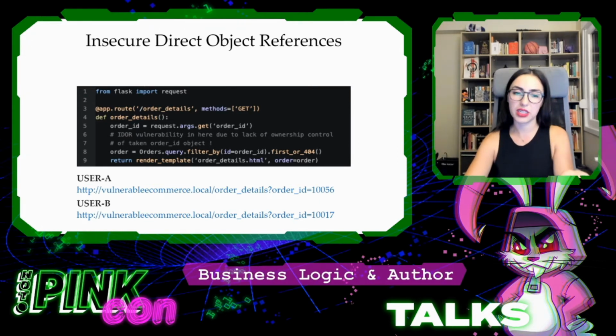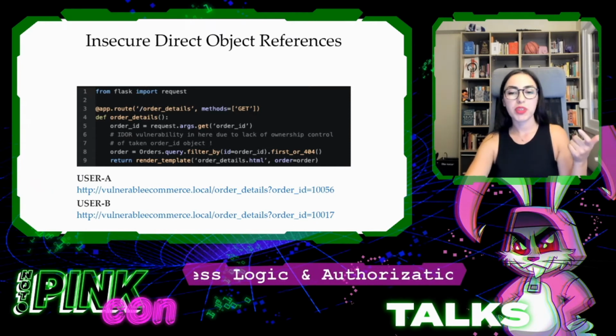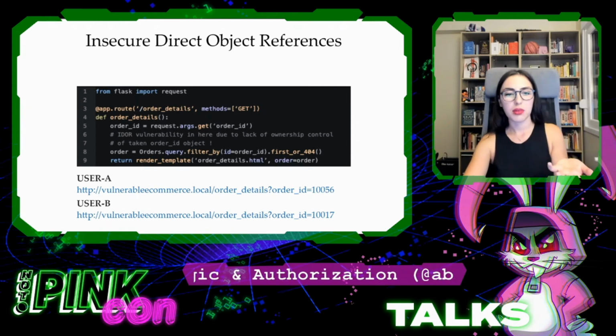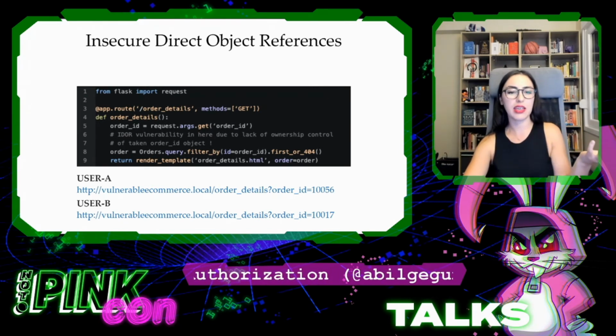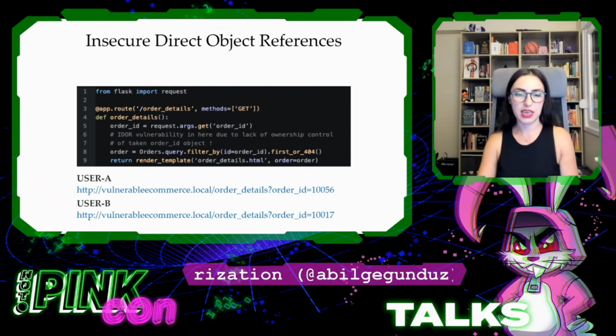But we have a problem in here, as you can see. When a user visits order details HTML, there's no authorization check. It asks for the order ID at the fifth line directly without checking anything. So it's the lack of ownership control, we can say that.